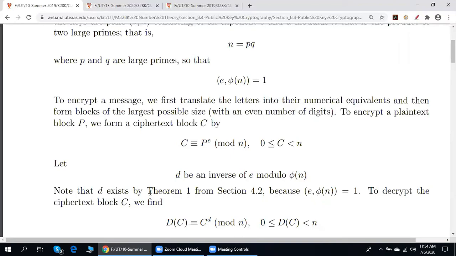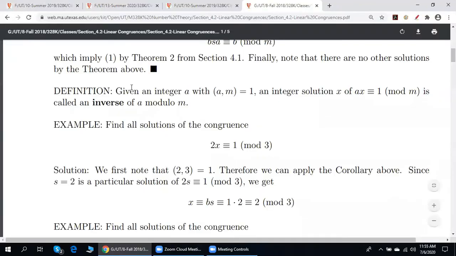Note that by Theorem 1 from section 4.2, d exists because e and phi of n are relatively prime. This is why we need this requirement. Now, let me go back to this section. Let me remind you what an inverse is. Over here, this is the definition of inverse. An inverse of a modulo m is a solution of this congruence.